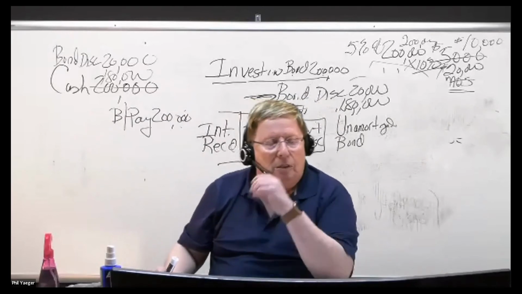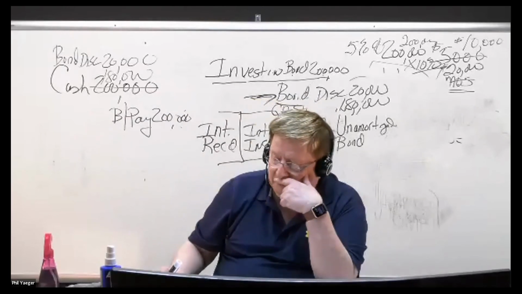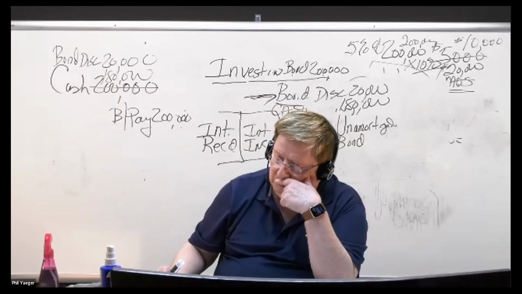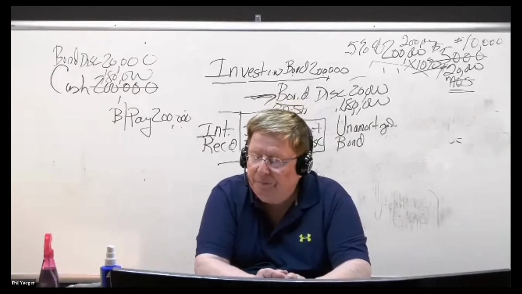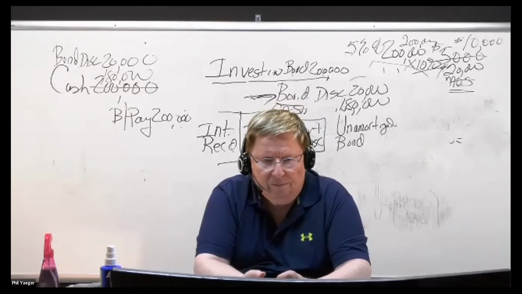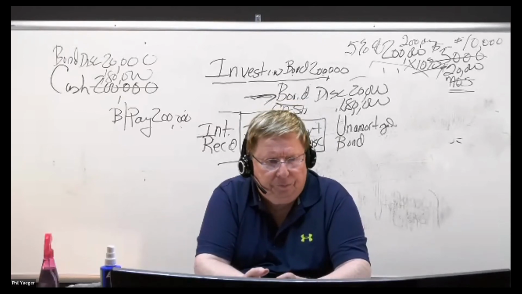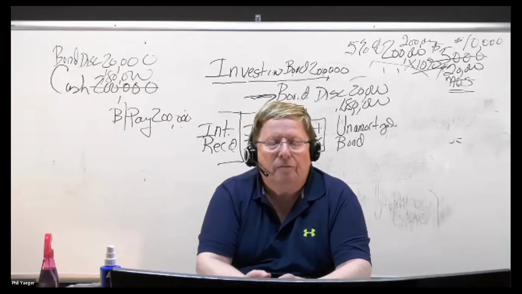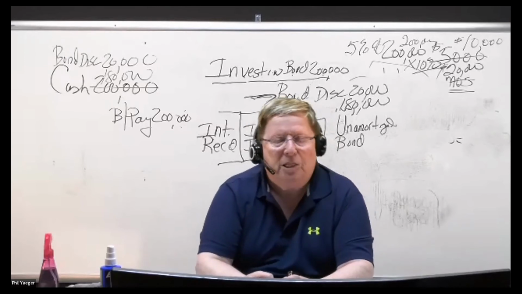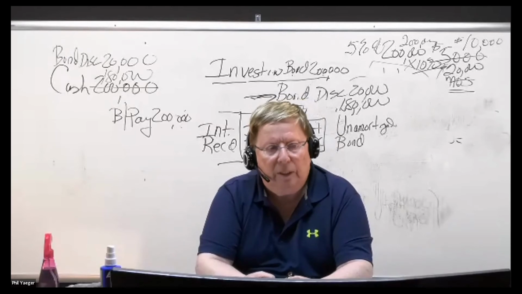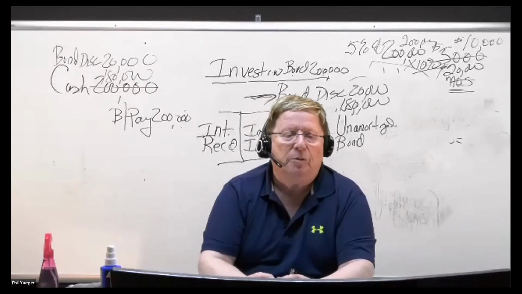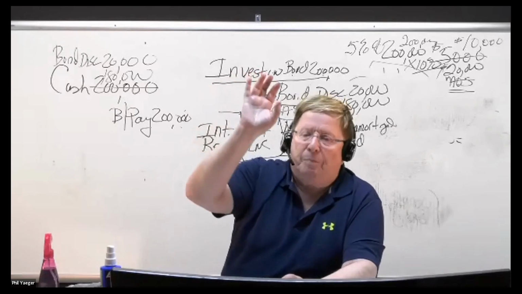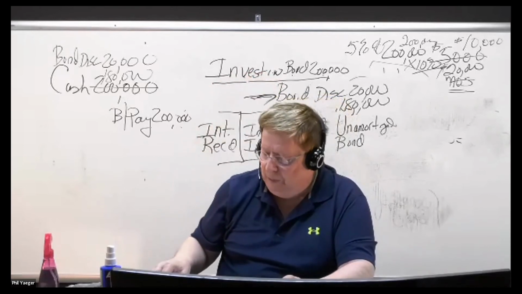So on the balance sheet, you always show the bond at the net carrying value, which is the face value plus or minus the unamortized amount. If you issue the bonds at a discount, you have bonds payable less unamortized discount. That's the carrying value. If it's a premium, you have bonds payable plus unamortized premium.